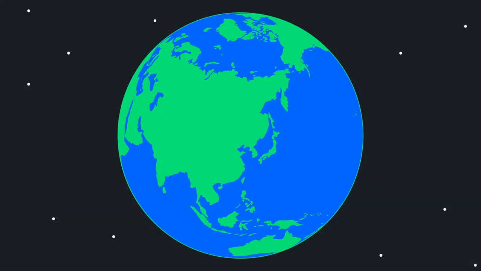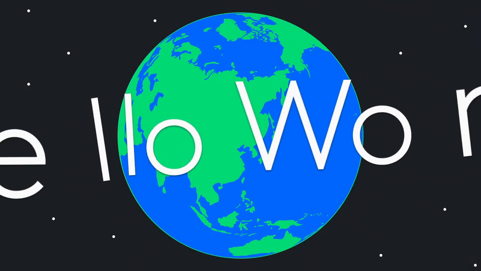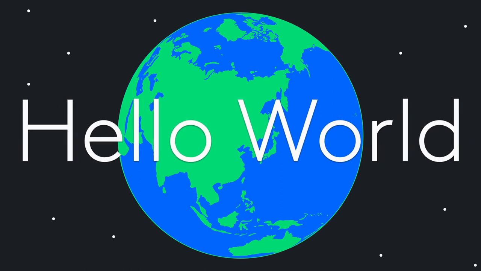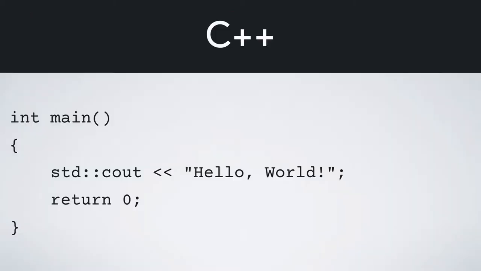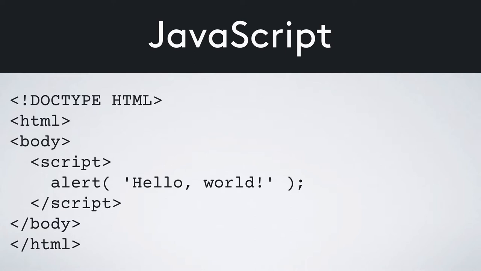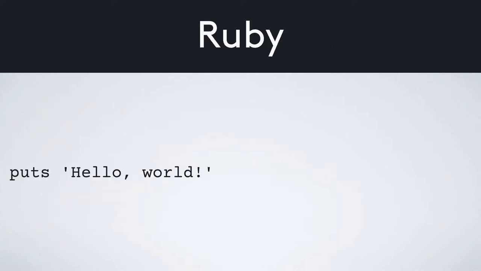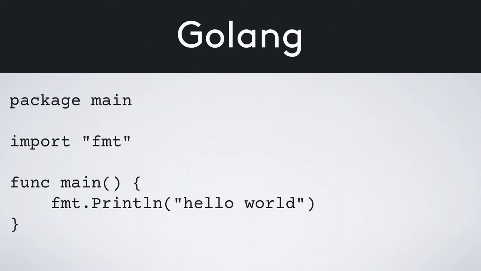The tradition of beginner coders learning to code with a Hello World exercise has persisted because it's typically a very simple program to write while introducing learners to the basic structure and syntax of a language. Here it is, for example, in C++. This is what it looks like in JavaScript, Python, Java, Ruby, Perl, Swift, and Golang.